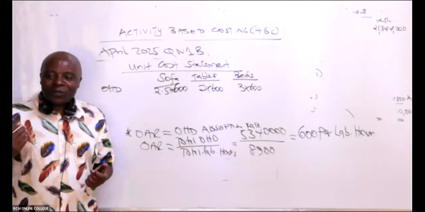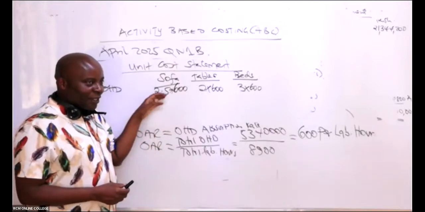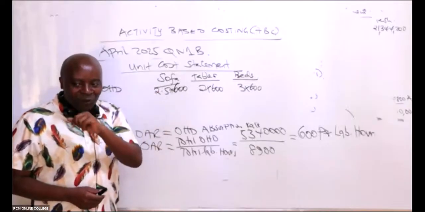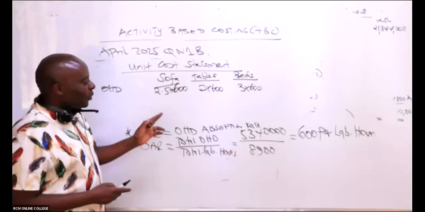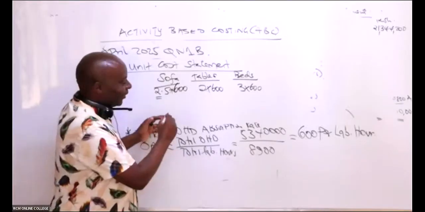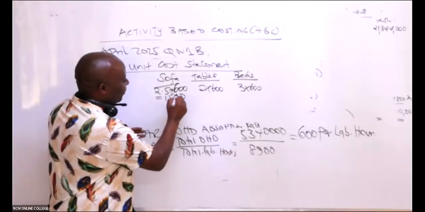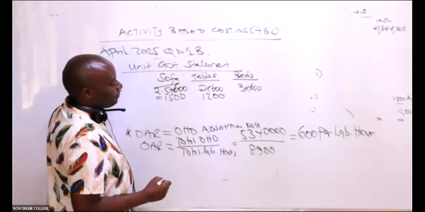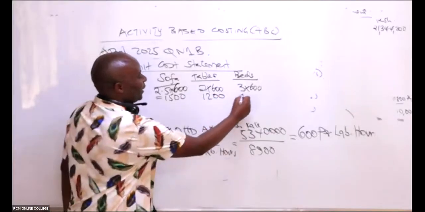Remember, if they wanted a total, then I would have multiplied this with the number of units. Like if it's sofa set, you're going to make 1,000, then times 1,000. But you see, this is just for one unit. So 2.5 times 600, this gives me how much? 1,500, thank you so much. This 1,200. 2 times 600... 1,800, the last one is 1,800.